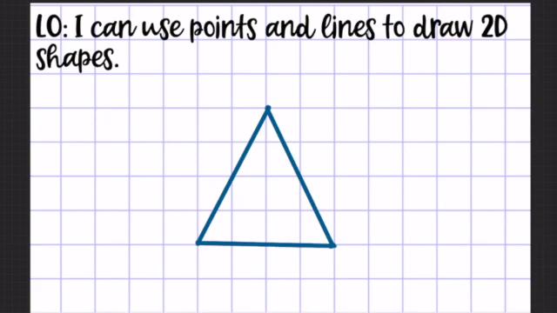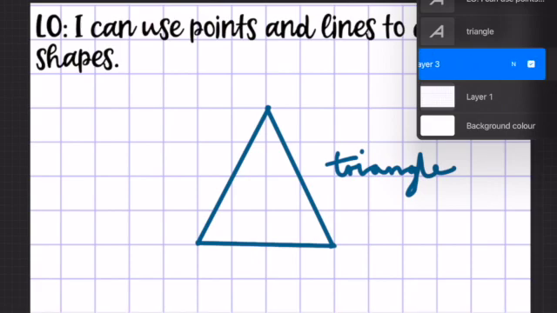Okay, so there we have a triangle, and you're going to label that. This particular package I'm using today does not write very well. It's different from the one I usually use. So there we have a triangle. So that's your first one.